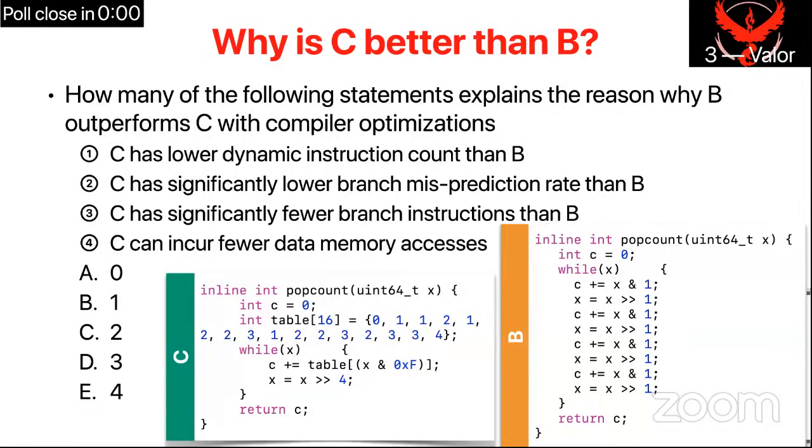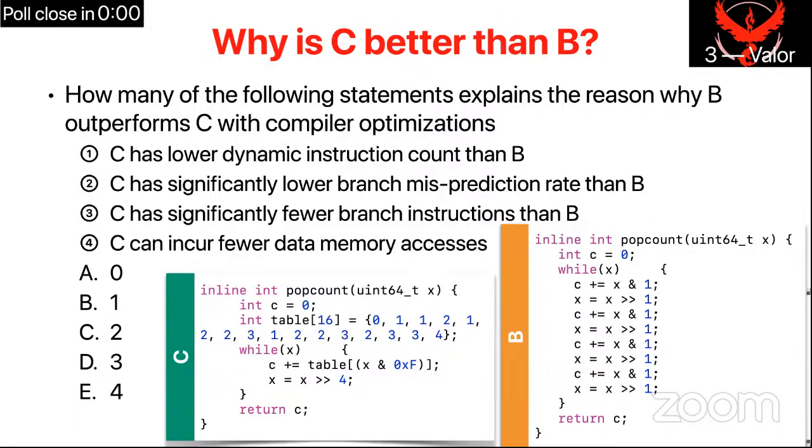So I think I also thought it was B. Someone else thought in our group, I just want to say he also thought it was C. He thought it was two of the choices. But I personally think it was: it has a lower dynamic instruction count than B. But one of my peers said it was also 4 as well: C can incur fewer data memory accesses. Okay, but do you agree with the fourth?